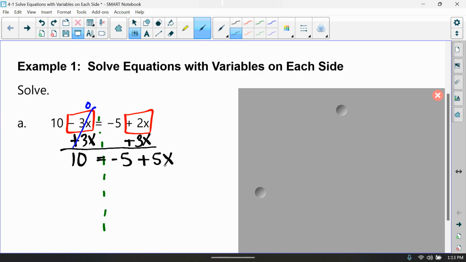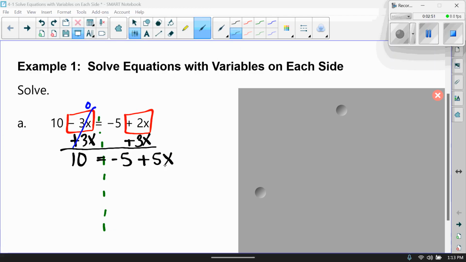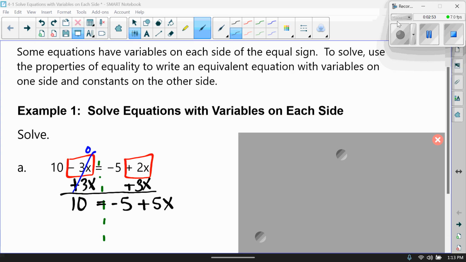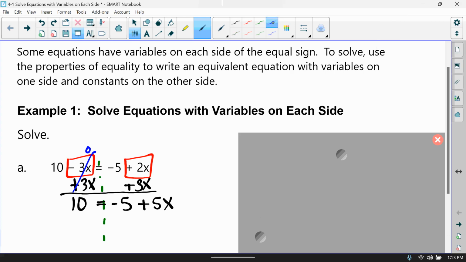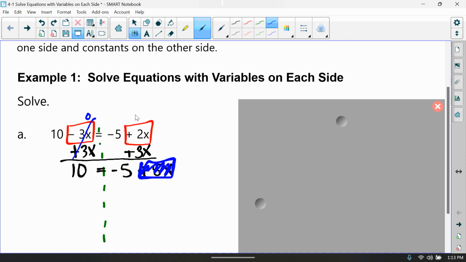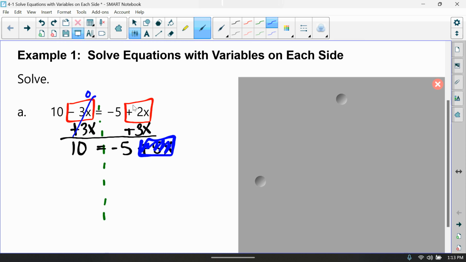So now we can, I'm going to use my cover up. So I'm going to cover up this positive 5x. What do I want to get rid of? The negative 5. So we're going to add. Very good. So we're going to add 5 on both sides.